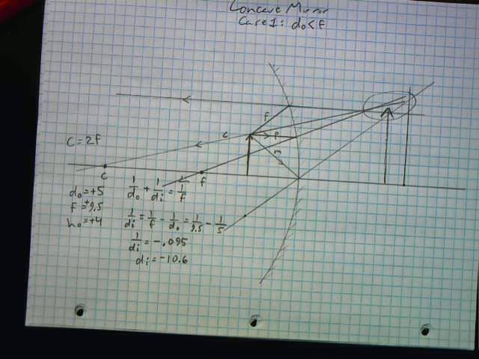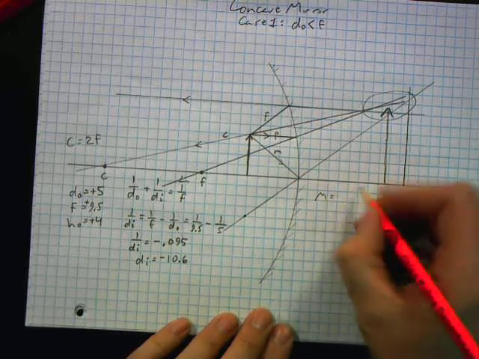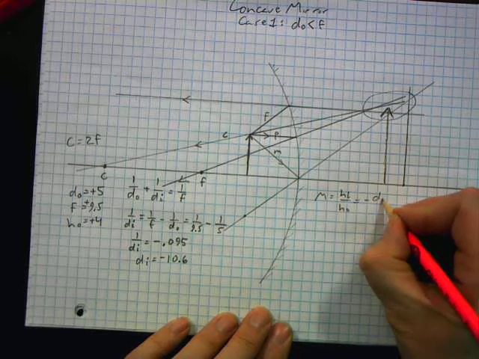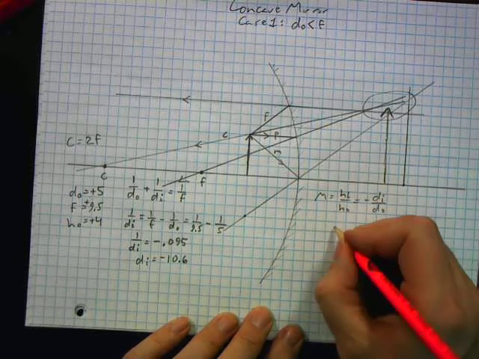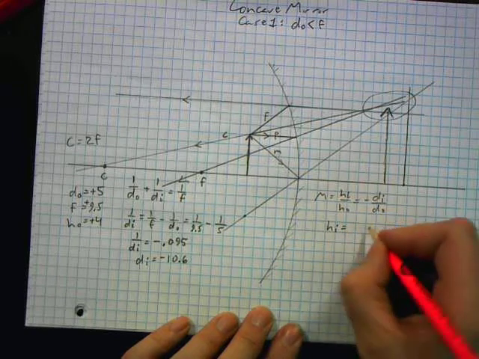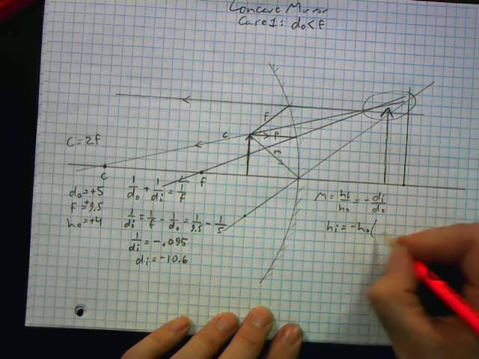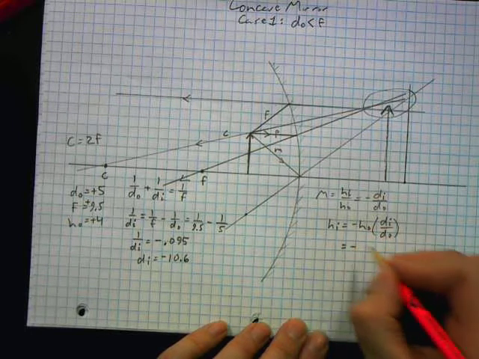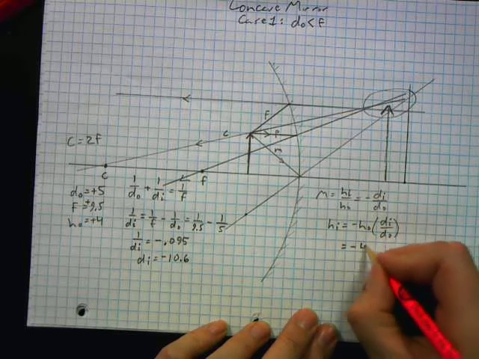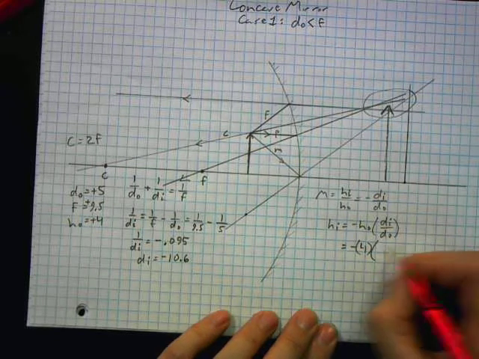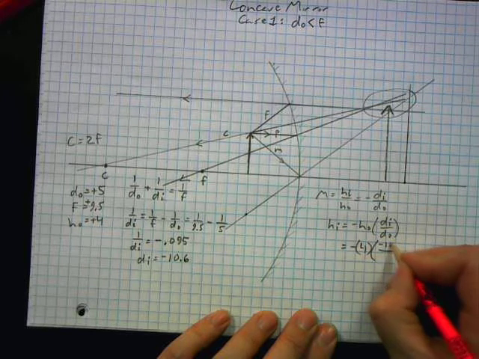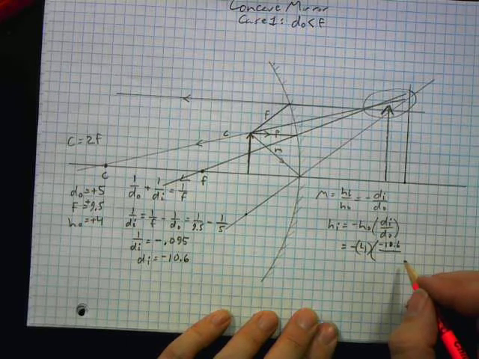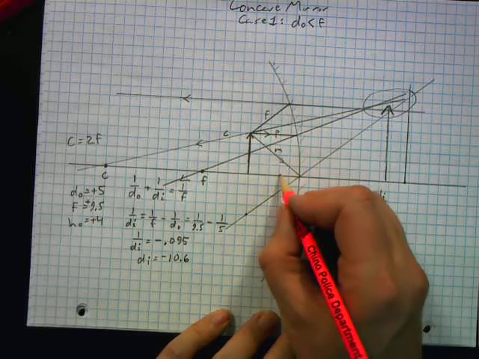Okay, now let's figure out how high it's supposed to be. Since magnification equals height of your image over the height of your object, which is equal to the negative of the distance to your image over the distance to your object, your image height, h sub i, is equal to negative the height of your object multiplied by the distance to your image over the distance to your object. Be careful with your negatives. All right, negative 4 multiplied by the distance to my image, which is a negative 10.6, divided by the distance to my object, which was 1, 2, 3, 4, 5.